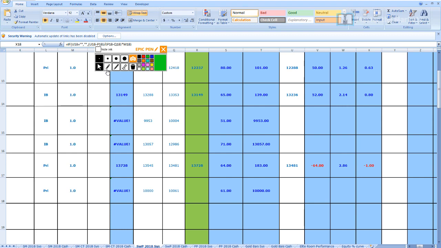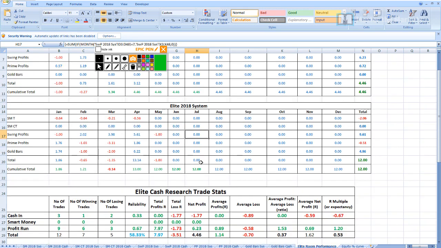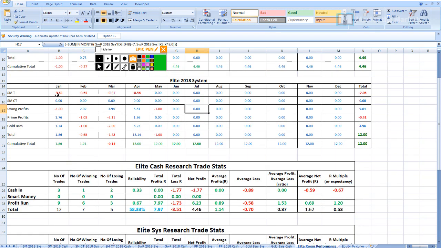All right. So in terms of that, minus 1% so far on cable, and dollar Swiss currently in profit. Overall for the year, how are we doing so far? This is the month-by-month record, as you can see, with the different strategies we are running. Overall, total up 12%. Smart money, pretty quiet this year, minus 2%. Swing profits, a big whopping profit of 9.61. Prime profits is a very small loss, minus 0.51. And finally, gold bars is 4.96. So 12% total is what we are doing so far this year.